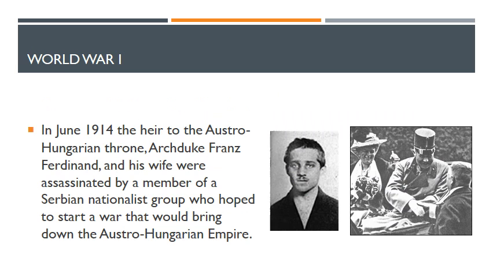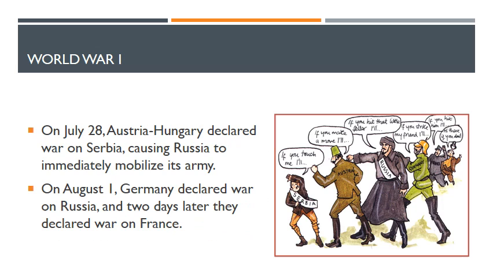In June 1914, the heir to the Austro-Hungarian throne, Archduke Franz Ferdinand, and his wife were assassinated by a member of a Serbian nationalist group. Again, they hoped that the assassination would start a war that would bring down the Austria-Hungarian Empire. So while Serbia's plan did work, the results were much greater than anyone could have imagined. Austria declares war on Serbia.